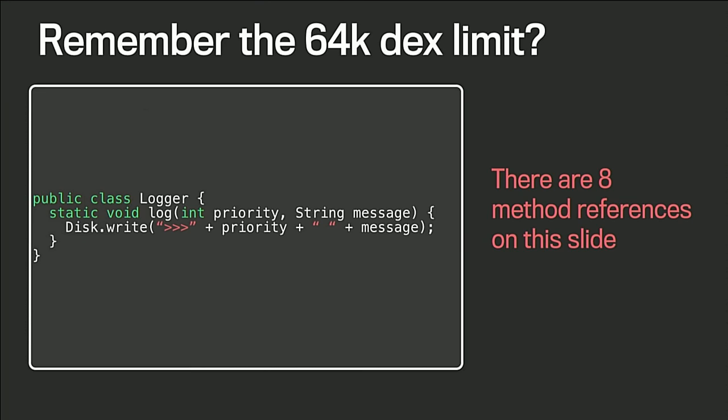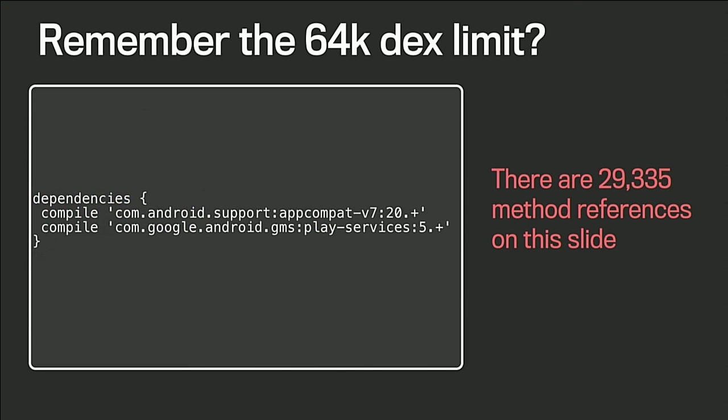Another thing that can cause your method reference count to go up really quickly is importing any third-party libraries. They tend to have a lot of features. You might not be using all of it. So for example, if you want to do something as simple as receiving push notifications in your app, you'll go to the Android developer documentation site. It'll say, oh, you need to use Google Play Services in your app. Put these 2 lines in your build.gradle file. This adds 29,335 method references just from these 2 dependencies.